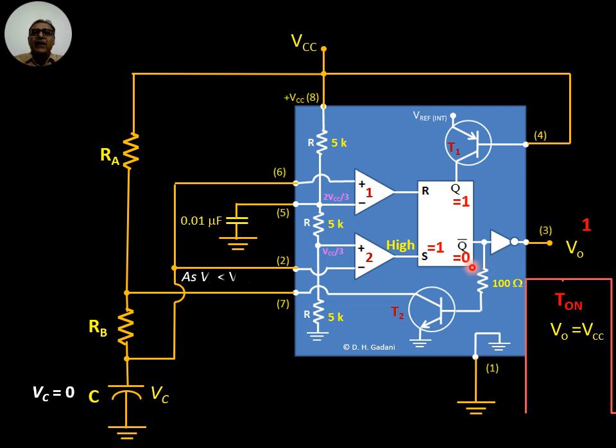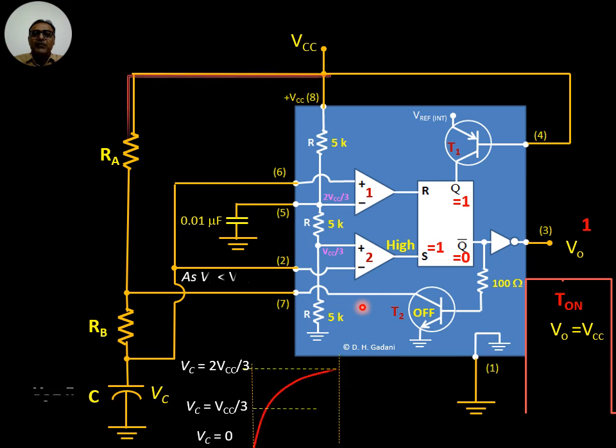Further, as Q bar is 0, the transistor T2 becomes off. Now as the transistor becomes off, the capacitor starts to charge from VCC through RA and RB resistors till the voltage across capacitor just crosses 2 VCC by 3.